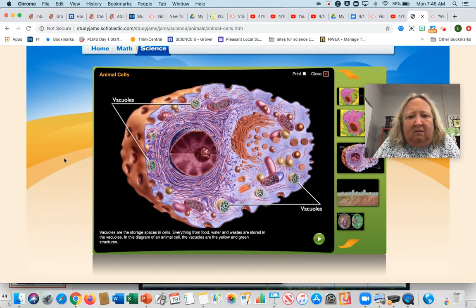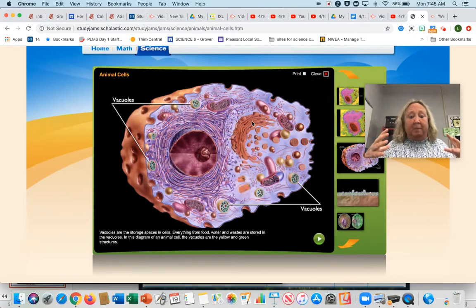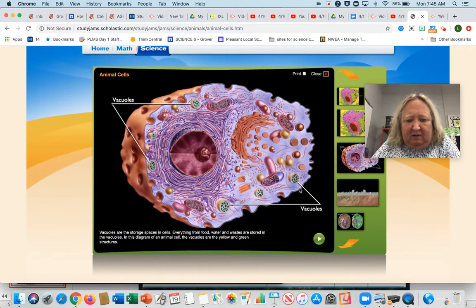Now, when we talk about plant cells tomorrow, it'll be a little bit different, but both cells have something called vacuoles. They're little storage places, like little closets. Food, water, and waste are all stored there. In the plant cell, it's super big. In the animal cell, they're littler.